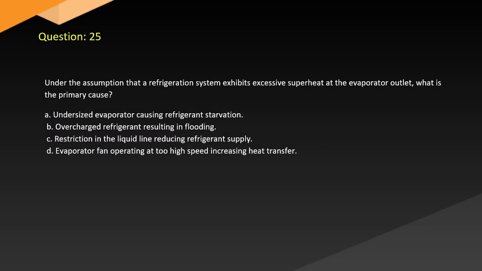Question 25. Under the assumption that a refrigeration system exhibits excessive superheat at the evaporator outlet, what is the primary cause? A. Undersized evaporator causing refrigerant starvation. B. Overcharged refrigerant resulting in flooding. C. Restriction in the liquid line reducing refrigerant supply. D. Evaporator fan operating at too high speed increasing heat transfer.